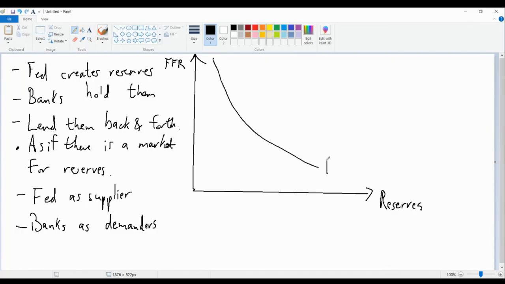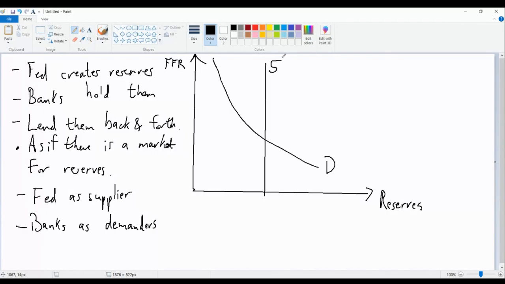Let's just draw a demand curve, downward sloping, as usual, because of course the less of it you would demand, and the banks are all here, demanding reserves for various purposes. What about the supply? Well, the supply is entirely dictated by the Fed, right? So the supply is just some number that the Fed chooses. And so what does this suggest?